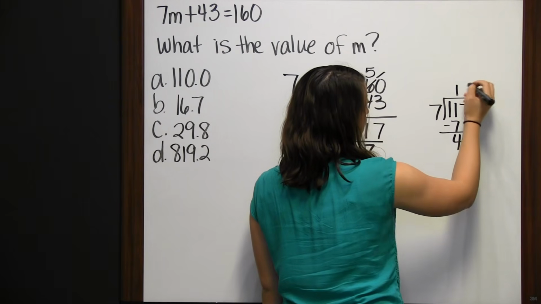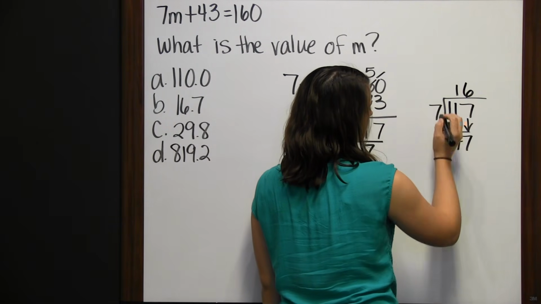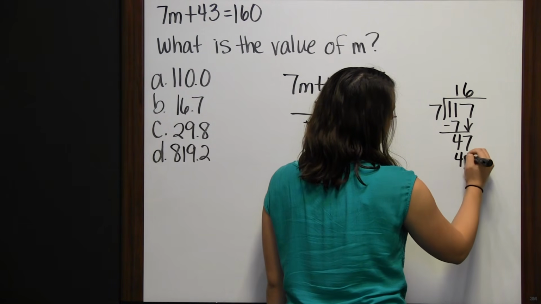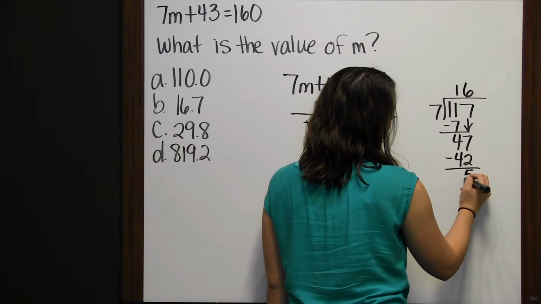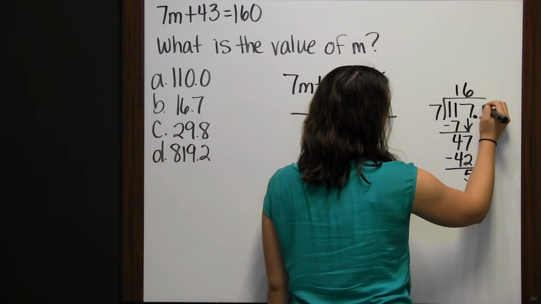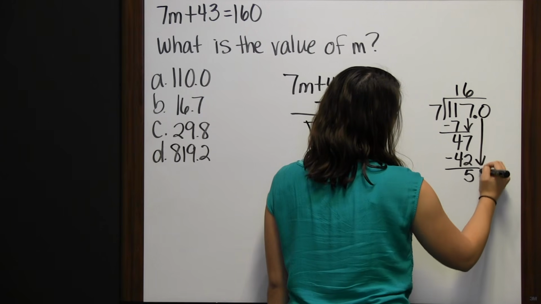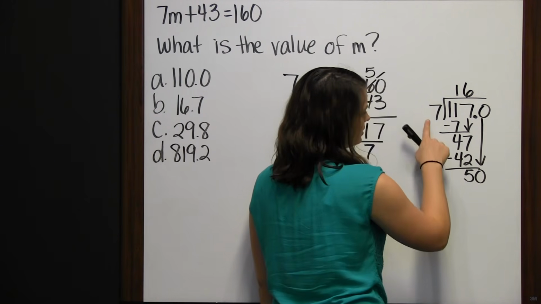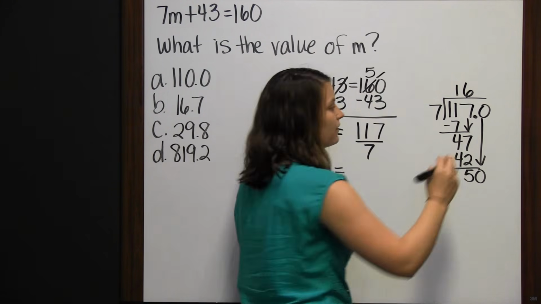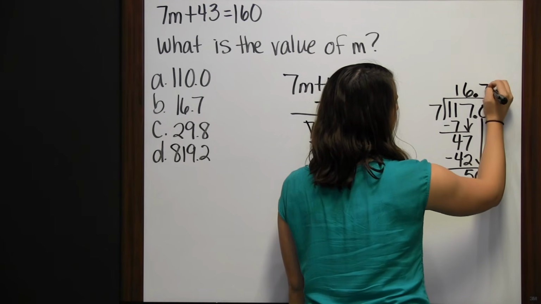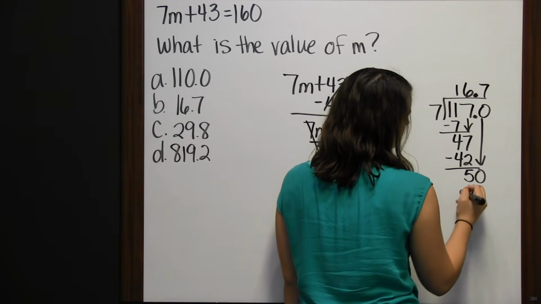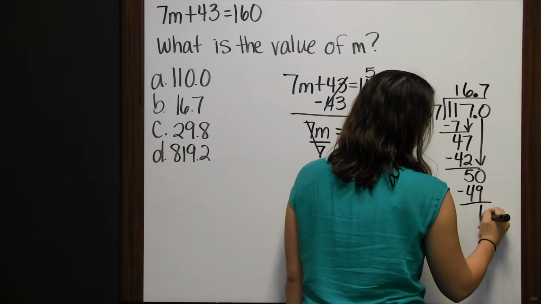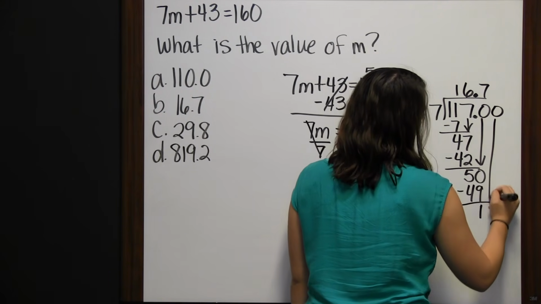7 goes into 47 6 times. 7 times 6 is 42. We subtract and we get 5. Then we add a decimal and a 0 and bring it down. 7 goes into 50 7 times. 7 times 7 is 49. We subtract and we get 1. We add a 0 and bring it down.